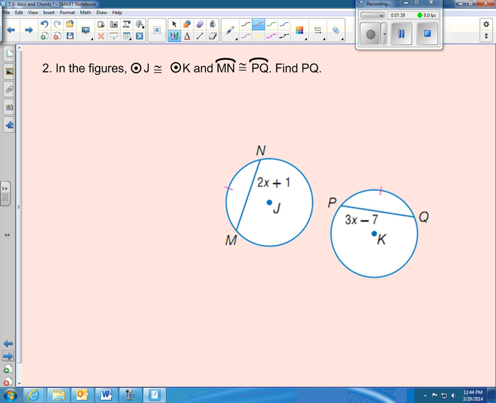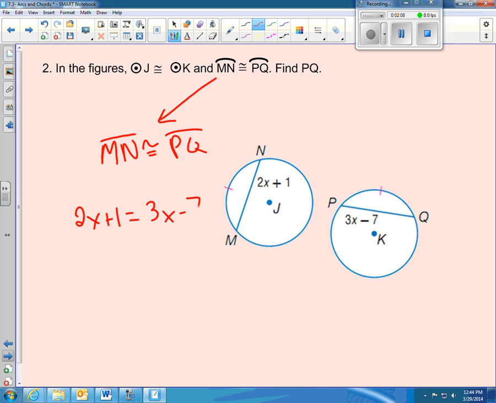Okay, let's look at this one. It says in the figures, circle J is congruent to circle K. So these are going to be congruent circles. And the arc MN is also congruent to the arc PQ. Find PQ. Because we know that the arcs are congruent, we can say that the chords are congruent. So the chords are 2x plus 1, and it's going to be equal to 3x minus 7. So let's go ahead and solve for x.